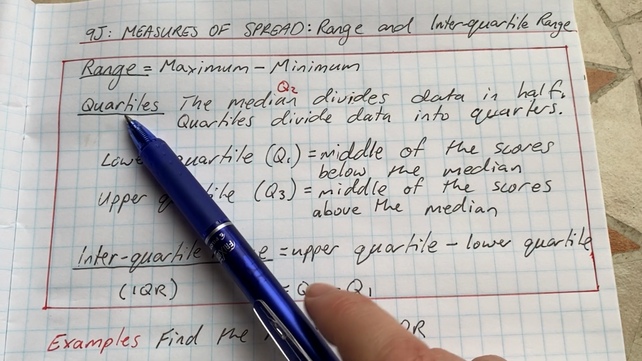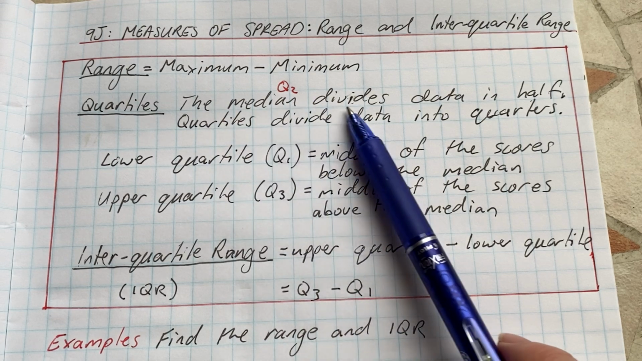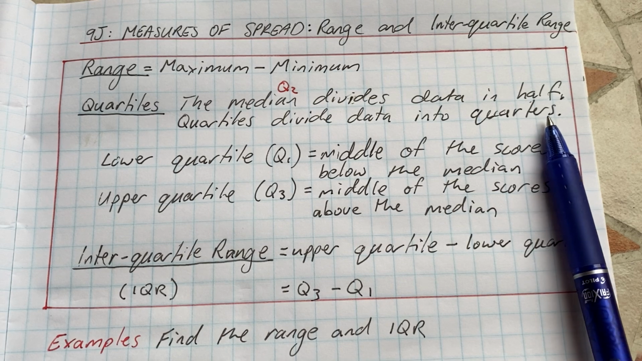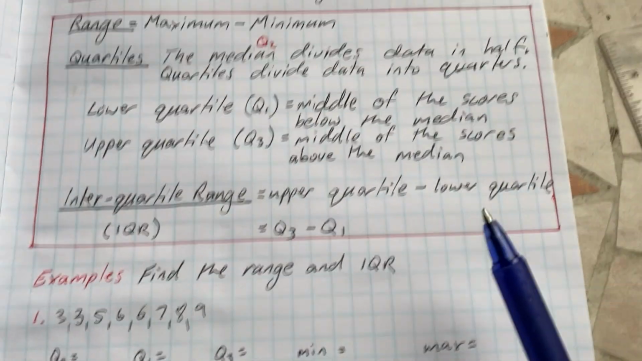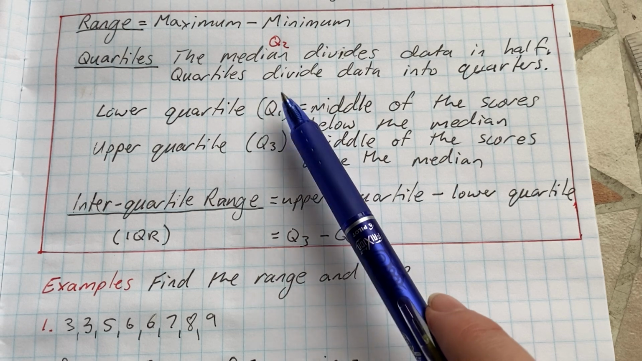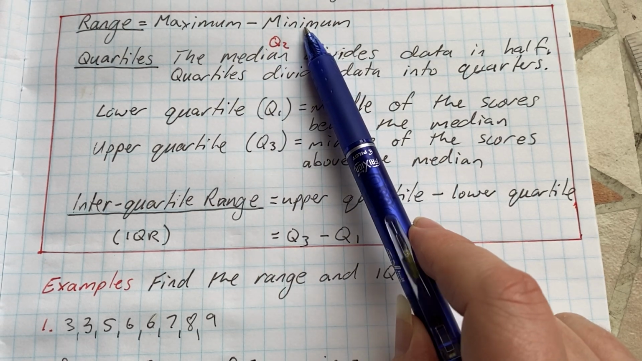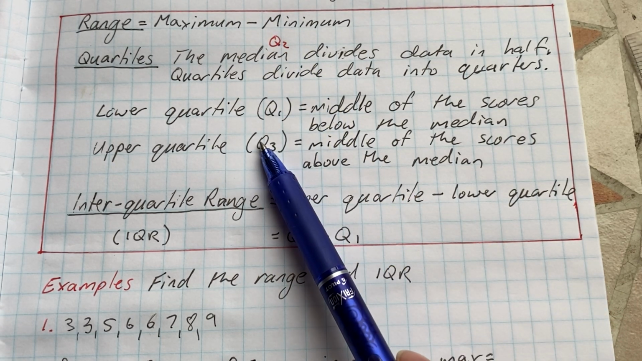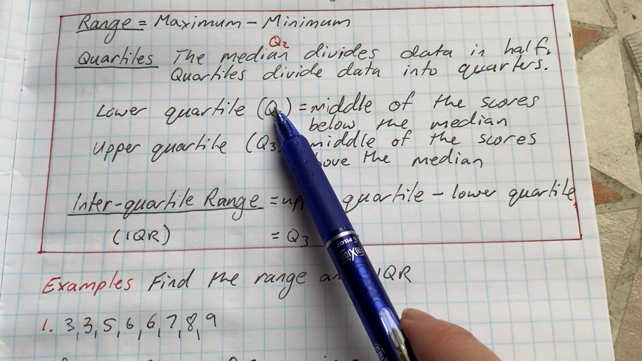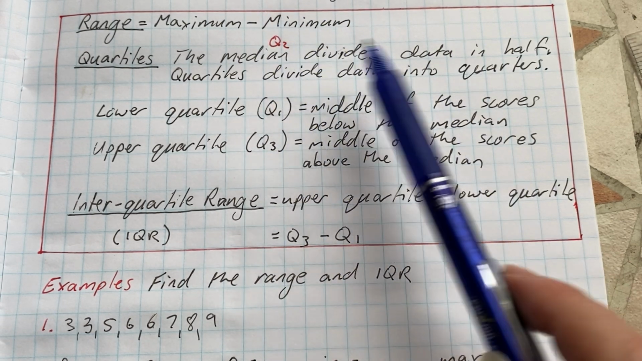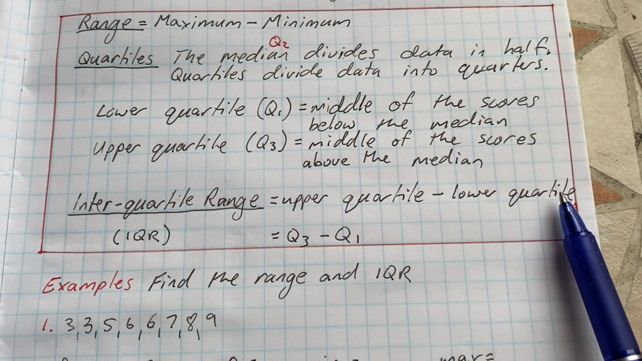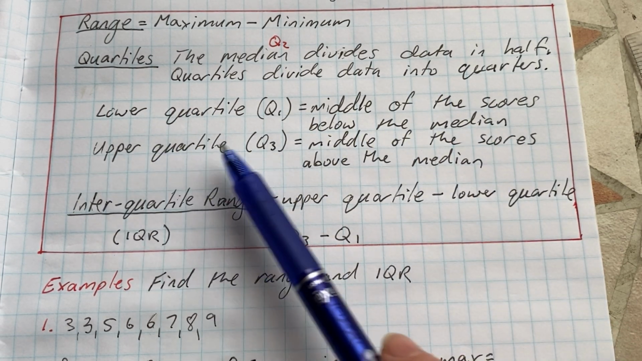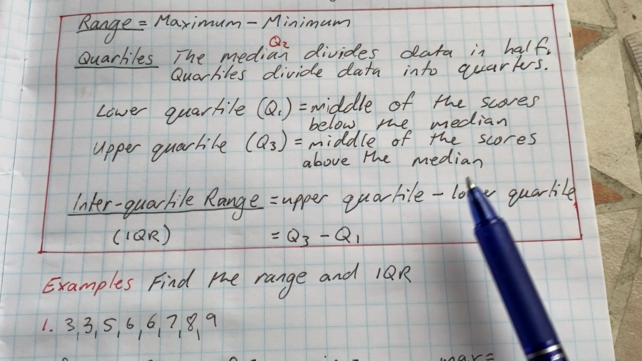We have quartiles. So we know that the median divides data in half. Quartiles divide data into quarters. So the median is actually a quartile as well. So the lower quartile we call Q1, the median is Q2, the upper quartile is Q3, and they divide the data into 4 groups. So you've got a group of data and then the lower quartile, another group, then the median, another group, then the upper quartile, and then a final group. So the lower quartile is the middle of the scores below the median, and the upper quartile is the middle of the scores above the median.